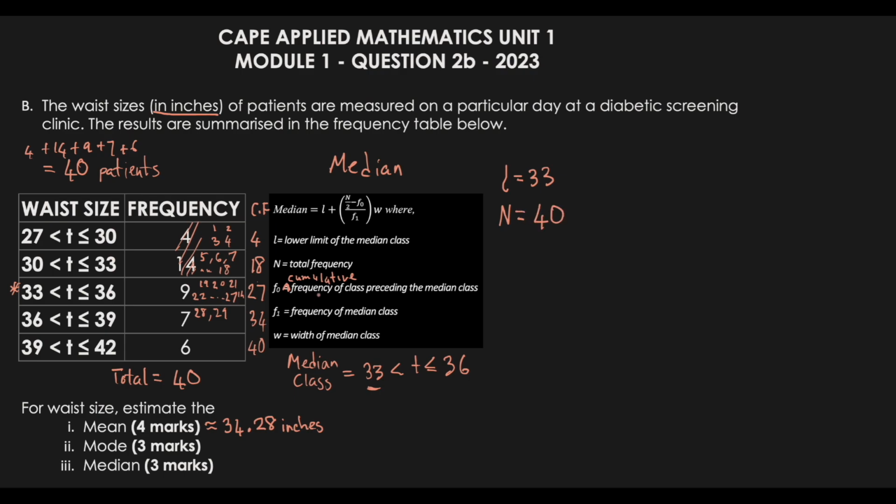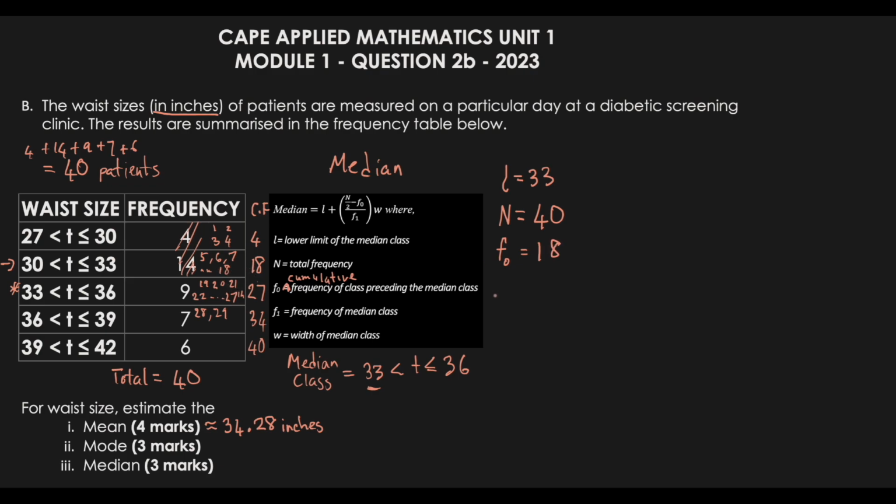Now it says the cumulative frequency of the class preceding the median class. That would be the cumulative frequency, which would be 18. Why 18? Because this is the class right before the median class. If that's the preceding class, the class before the median class, we would use the value 18, because that's the cumulative frequency before that particular class.